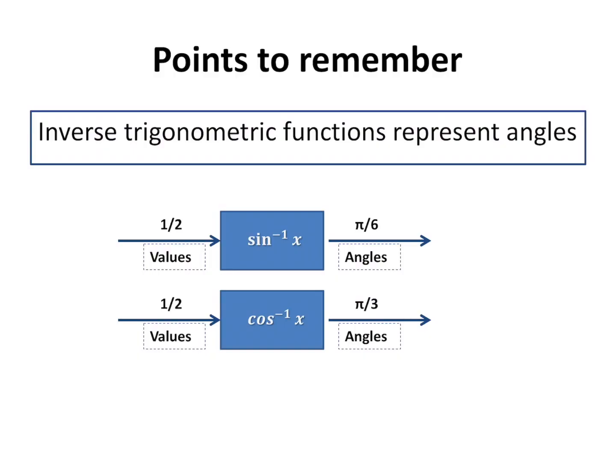That comes to the second point. Second point is that inverse trigonometric functions represent angles. Every inverse trigonometric function will represent an angle. Suppose sine inverse x function is there. The job of sine inverse x function is to report the angle corresponding to a value which is thrown into the function. For example, if I throw in the value half, then the corresponding angle is pi by 6, so that will be the output. Similarly, for cos inverse x function, if I throw in half, then the value will be pi by 3, which will be reported.